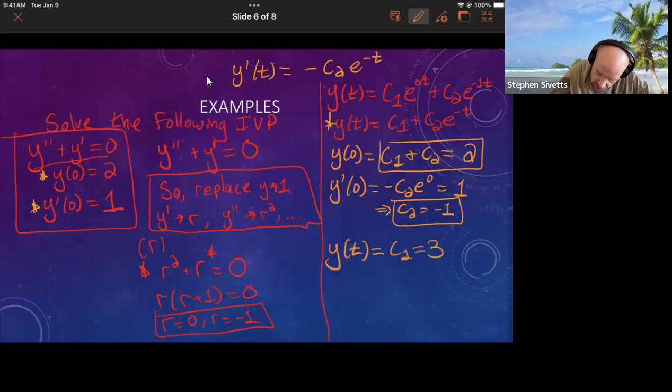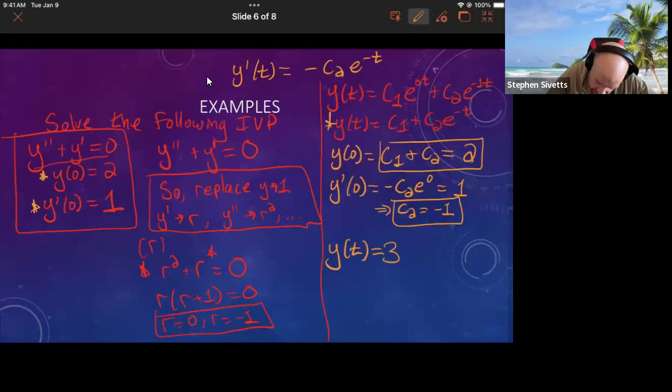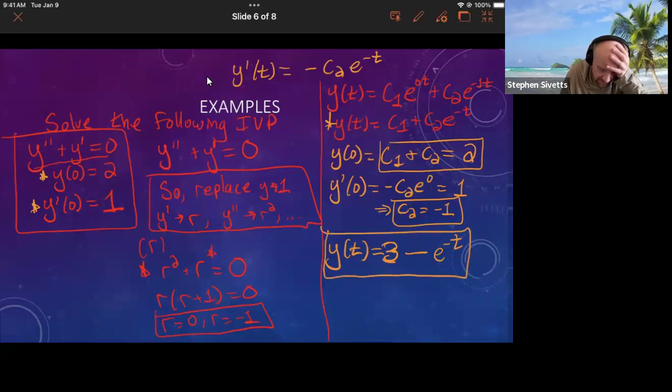Okay. And so c1 is 3, so y of t would equal 3 minus 1 e to the -t. Yeah, so that's the solution here. So 3 minus e to the -t. So y of 0, that's 1, so 3 minus 1 is 2. And then y prime of 0, that's e to the -t, so that is 1. Great. So that is the particular solution in that case, right?